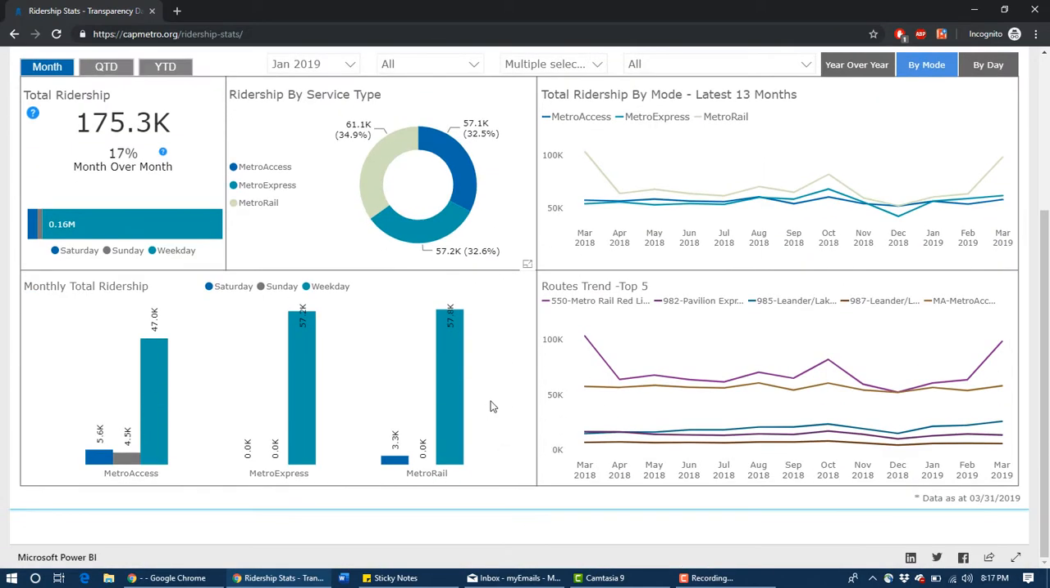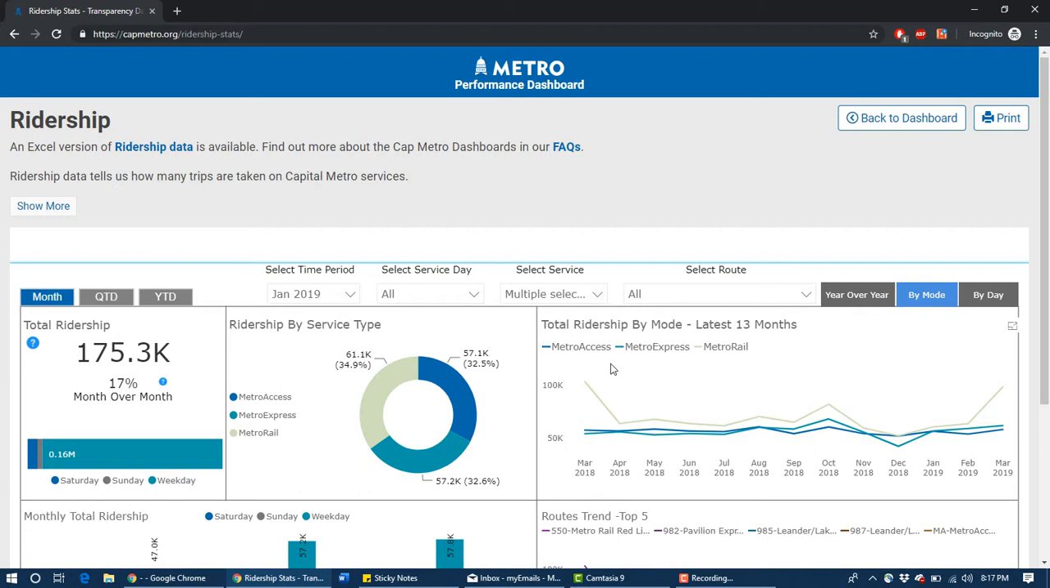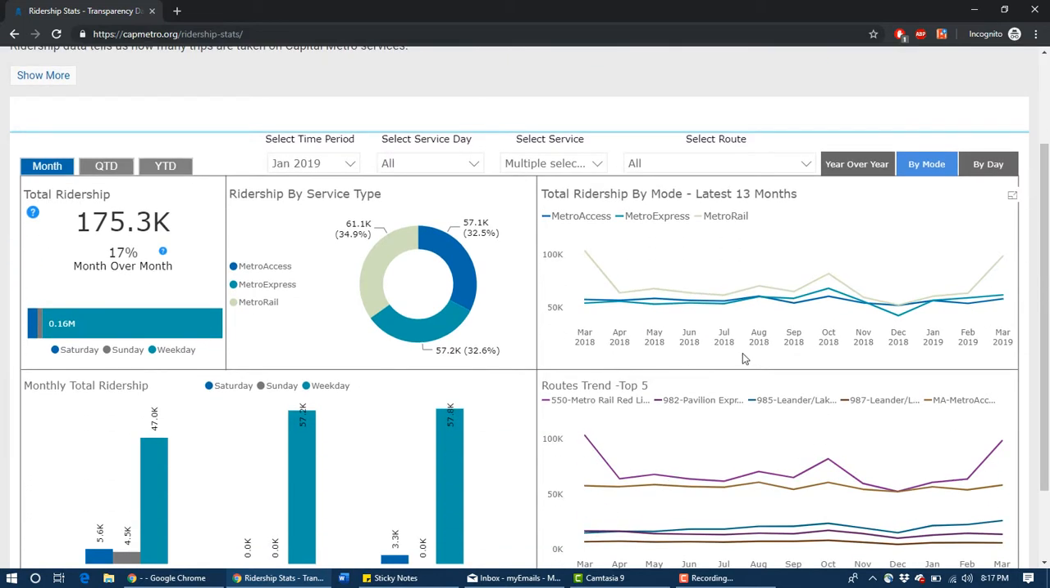So I'm just walking you through these graphs. You really don't have to listen to all this. You can skip ahead a few minutes if you would like to.